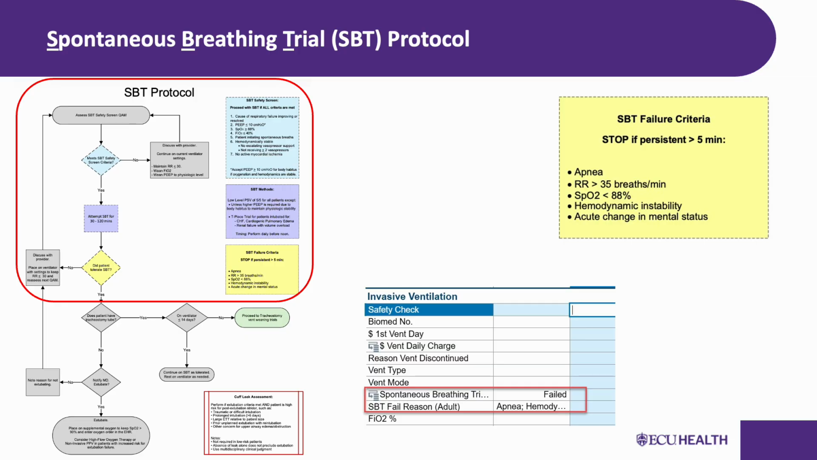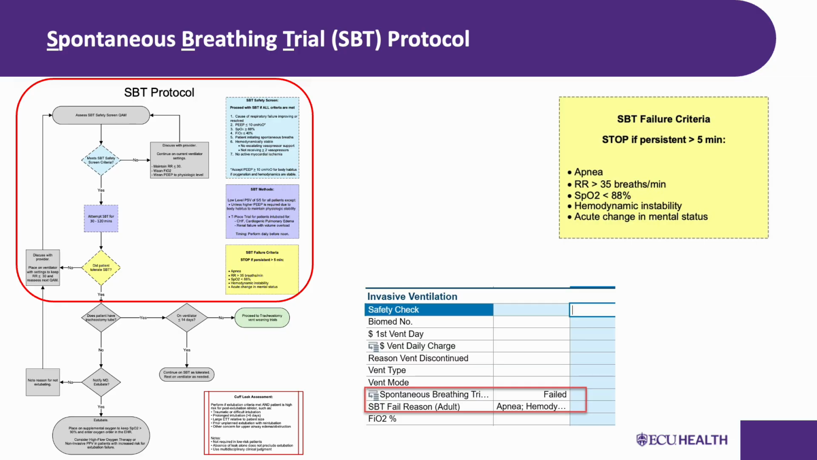Documentation of SBT failure. This is a step you cannot skip. When a patient fails an SBT, we're required to document the failure criteria in the electronic health record. Look at this slide. It shows you the documentation workflow for recording SBT failure for adults. You need to capture the specific reason or the reasons the trial was stopped. Was it apnea, sustained tachypnea, desaturation, hemodynamic instability, a mental status change, or was it a combination? All of that needs to be documented.